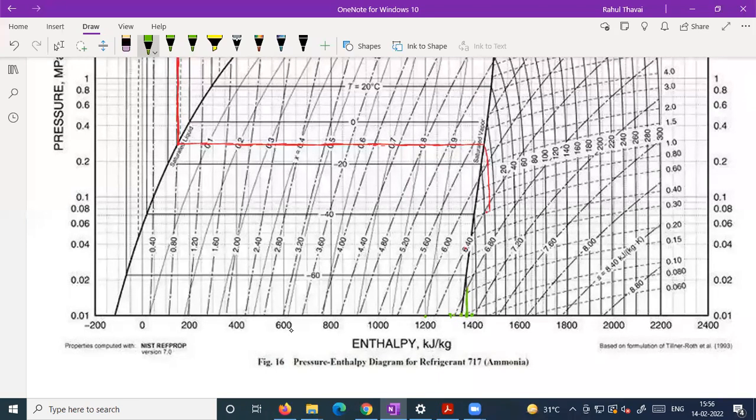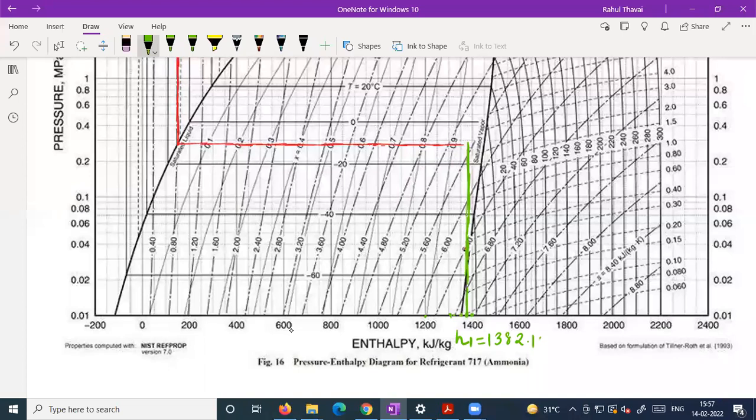So I will start drawing a vertical line from that. Is that okay? Let me know. This is the approximate vertical line I'm drawing. You should draw a straight line, all of you. This is a straight line. Is that okay? See here, H1 I have written, H1 equals 1382.